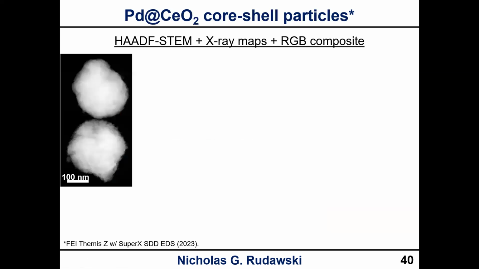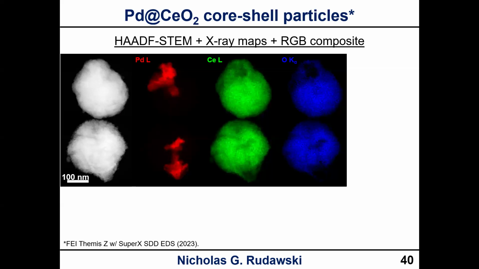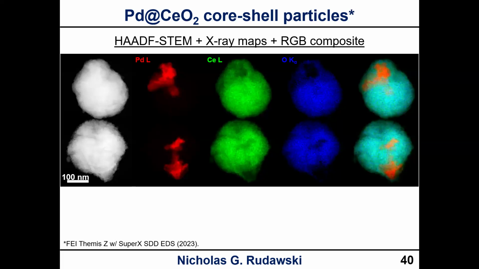All right, so if we look at some more modern examples here, we have some presumably core shell structures. So palladium cores surrounded by ceria shells. This is the HAADF-STEM image of two of these. Now looking at the HAADF-STEM image, it's not very obvious that we have a core shell structure here. But when we do the mapping of the three elements, it becomes very obvious where everything is located. Then again, we can put everything together and we get the RGB composite.